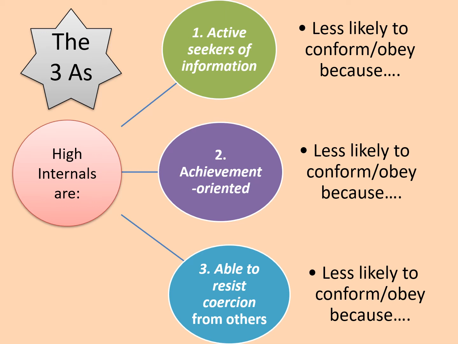So pause the video and really have a think, dig deep. Why is it that if you're an active seeker of information, you're less likely to conform or obey? Why is it if you're achievement orientated, you are less likely to conform or obey? Why is it if you are able to resist coercion from others that you are less likely to conform or obey? Coercion, by the way, means that you can be influenced by other people to do something when they put pressure on you. So if I was going to coerce somebody, then I would be telling them to do something and I would be threatening them if they didn't.